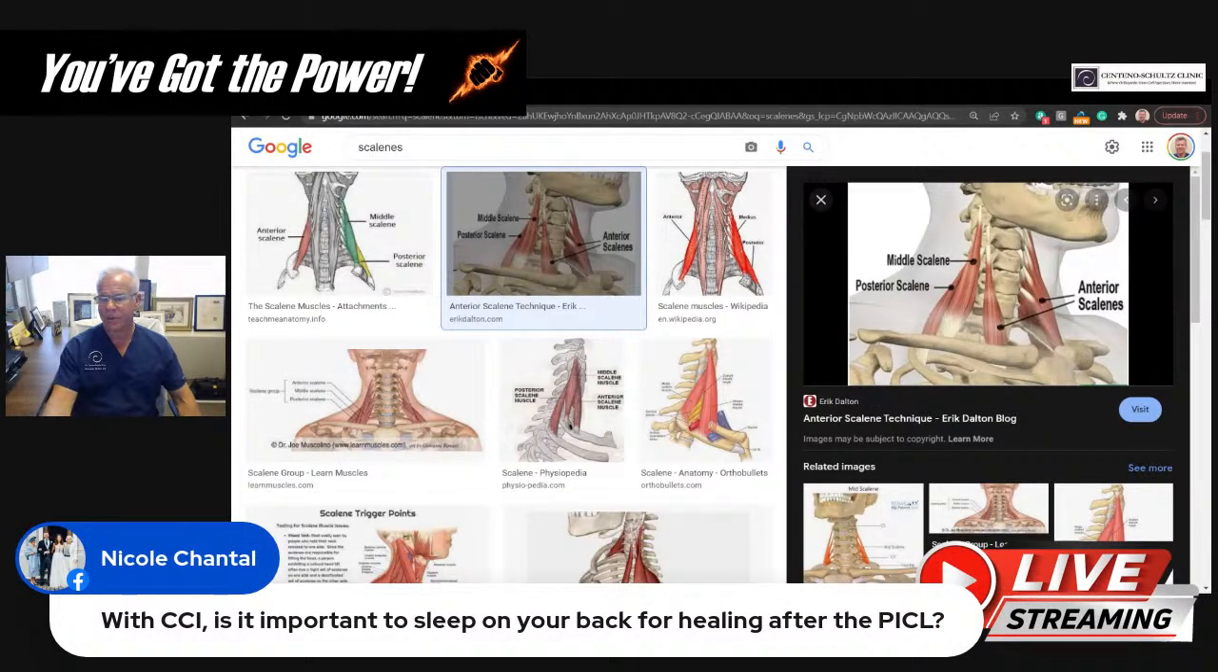Nicole, with CCI, it's important to sleep on your back for healing after the PICL. You know, Nicole, if you're comfortable sleeping on your back, and that's always been a good position for you, then I would say get back to sleeping in that position. However, the big problem with sleeping on the back for a lot of patients is that if they're going to obstruct their airway, that's the position where it tends to obstruct.